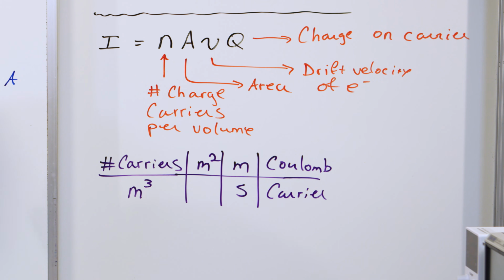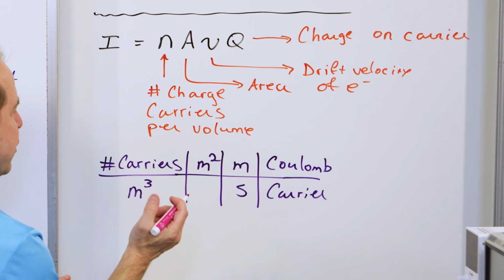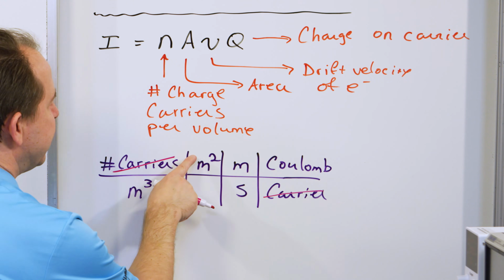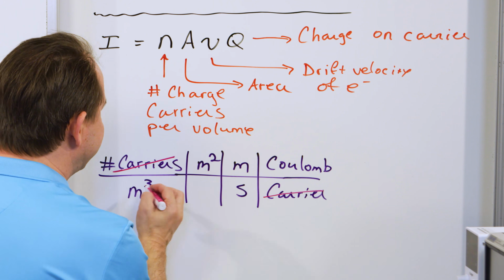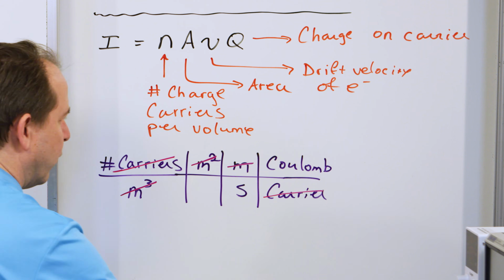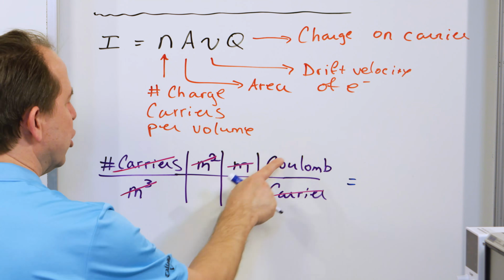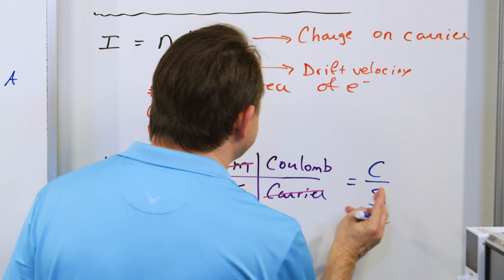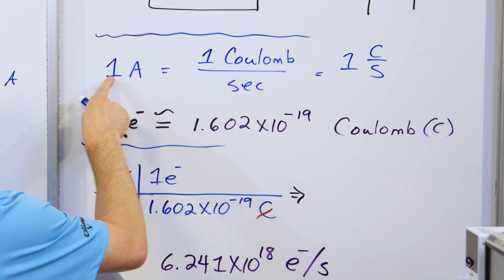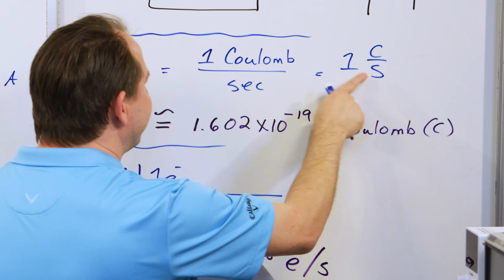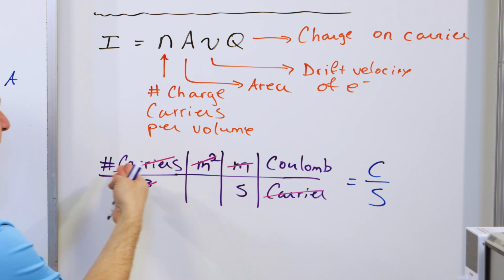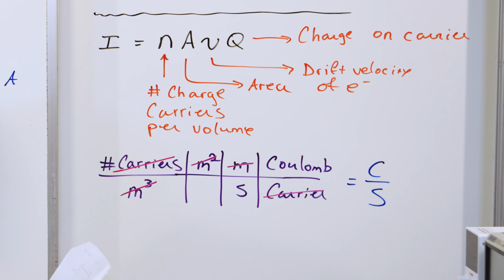Now, notice what's going on here. When you multiply all these things together, you have the carriers canceling with the carriers, and the meter squared times the meter is going to give you meters cubed, and together that's going to cancel with the meter cubed on the bottom. So what is going to be left over is coulomb per second. Coulomb per second, which is exactly what I already told you the current was. I said the current is an ampere, which is called coulomb per second. 1 ampere is called 1 coulomb per second. And this is the nitty-gritty details of why it's equal to a coulomb per second.